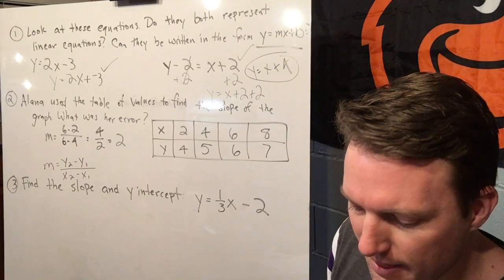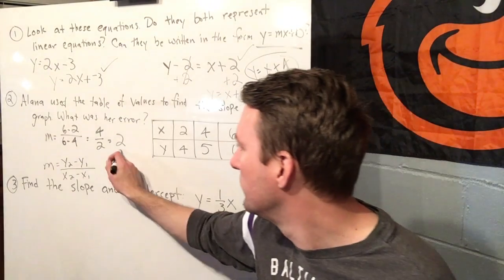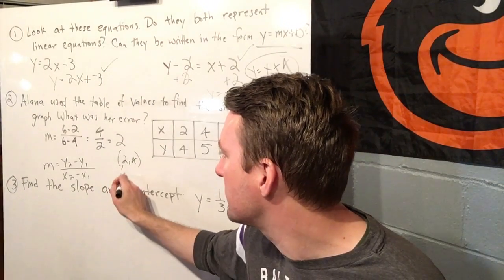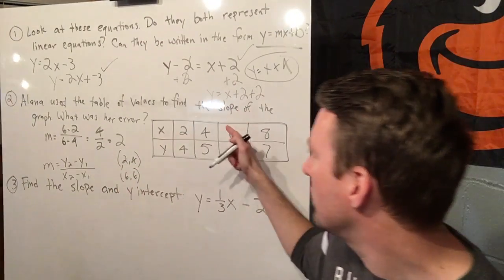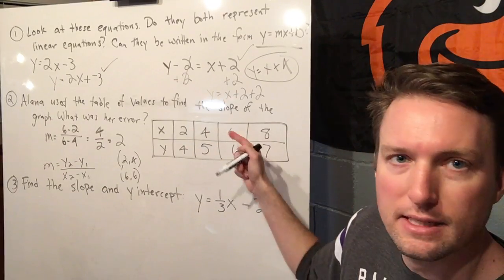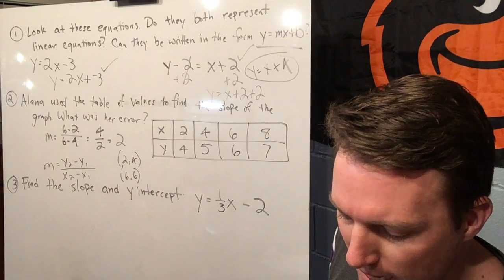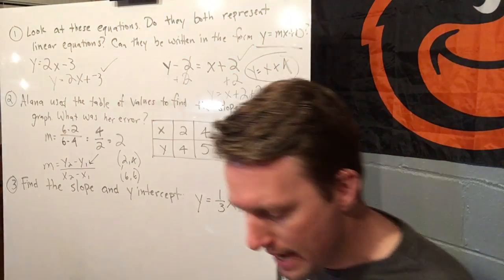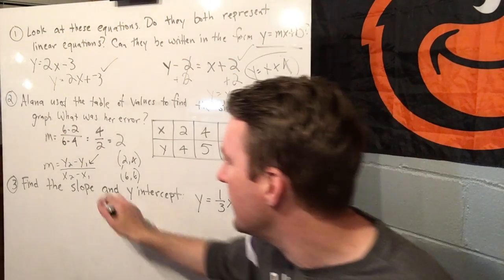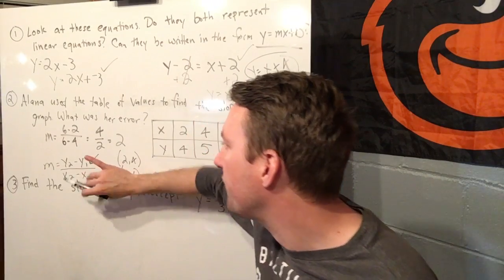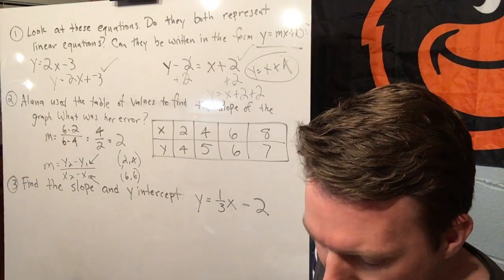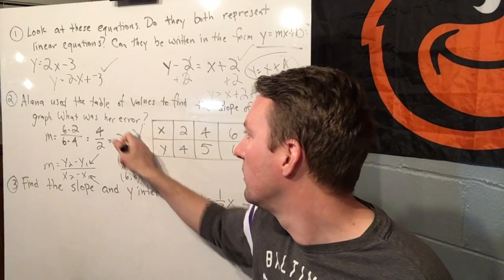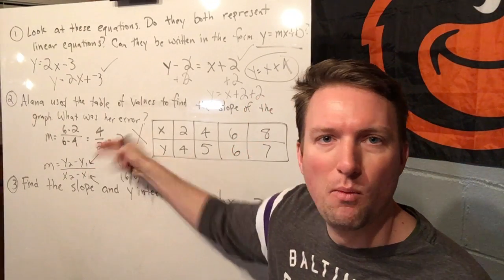The error was that she used the points 2, 4, and 6, 6. That was good. 2, 4, 6, 6. These are real points. But she subtracted the x coordinates in the numerator here, and she used the y coordinates in the denominator. So she flipped it around. So that gave her the incorrect answer. So Elena was wrong because she flipped the x and the y coordinates.